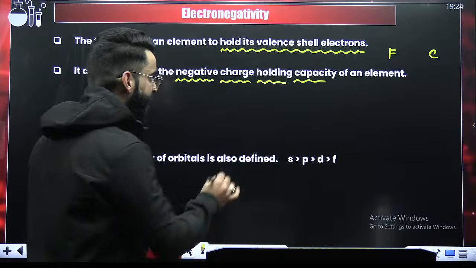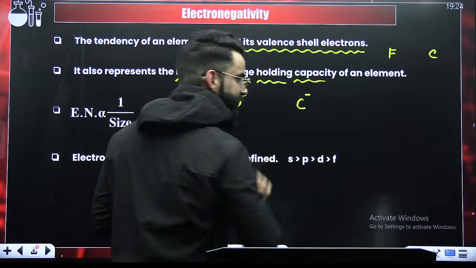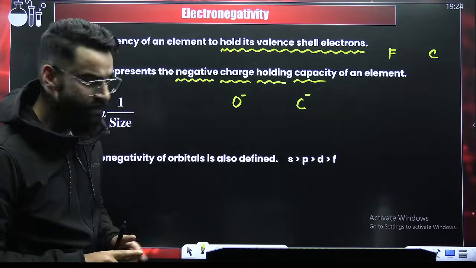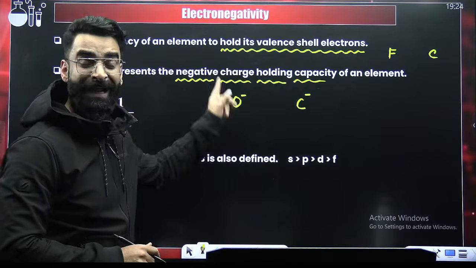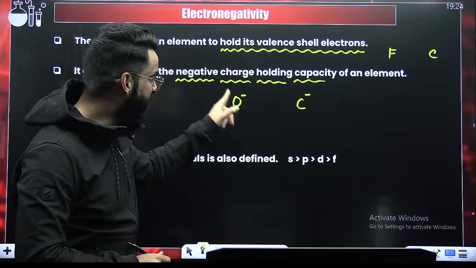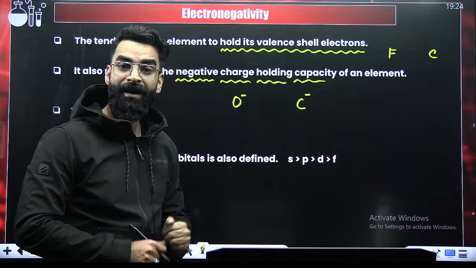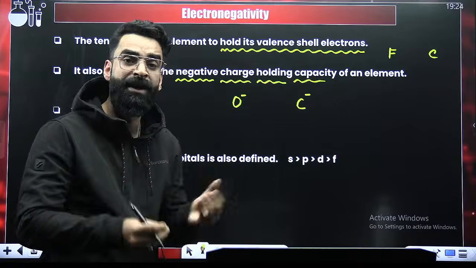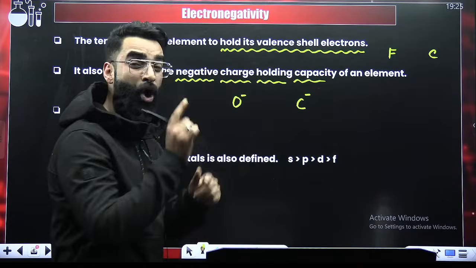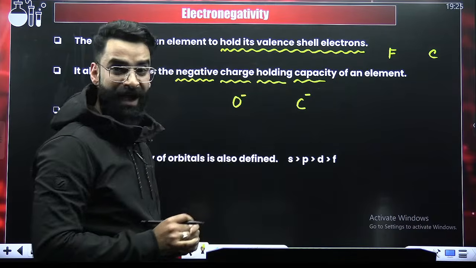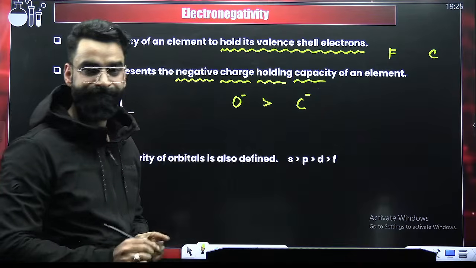So, for example, if I talk about oxygen carrying negative charge, and carbon carrying negative charge, now, my dear students, since oxygen is more electronegative than carbon, that means oxygen has got more tendency to hold the negative charge. And the more the tendency of an element to hold the negative charge, the more will be the stability of negative charge on oxygen. This negative charge will be more stable on oxygen than on carbon.